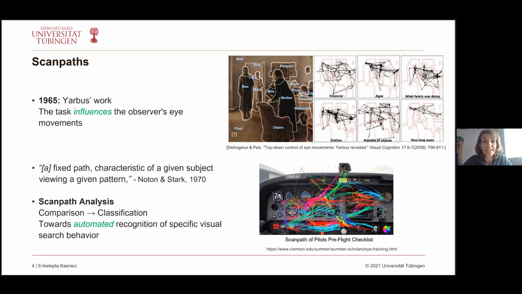In the 1970s, Norton and Starr came up with a definition of the scan path as a fixed scan path characteristic of a given subject viewing a given pattern. And since then, we've had a lot of research and studies looking at ways to analyze those complex patterns, the visual scan paths in space and time, towards the identification of something, maybe a general visual search behavior.